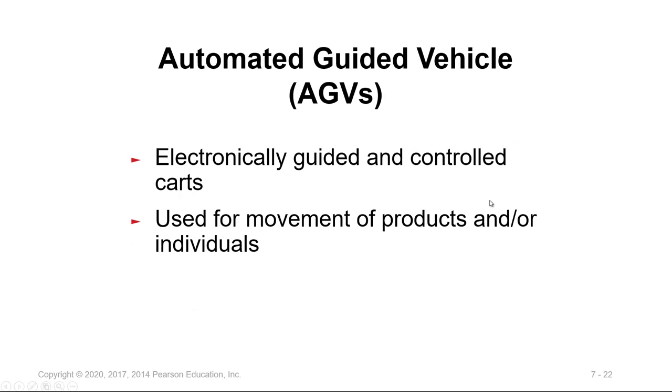The automated guided vehicles, which are electronically guided and controlled carts used for movement of products and or individuals, are another technology that plays a huge factor in improving processes and increasing efficiency. And part of the automated guided vehicles are the forklift. So we can use the forklift. We are not forgetting about using forklift in the process, but at the same time we can use the automatic retrieval system if needed, and if we need to utilize the whole space of the warehouse.